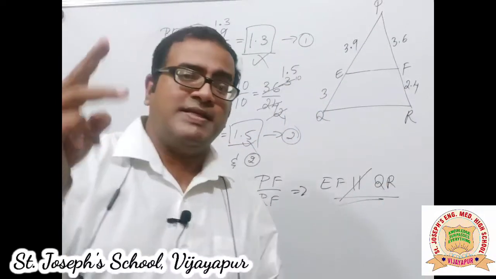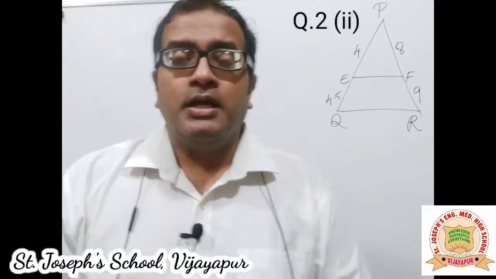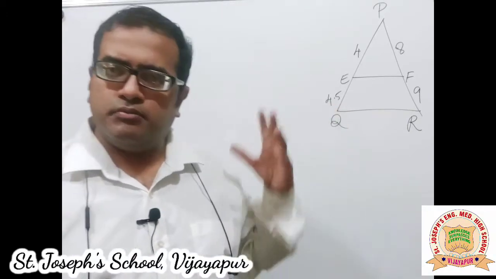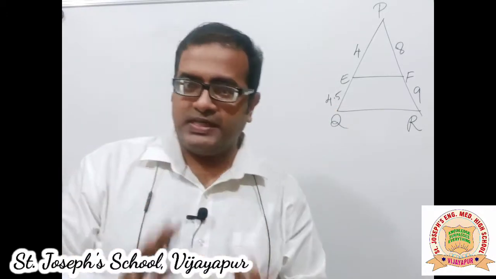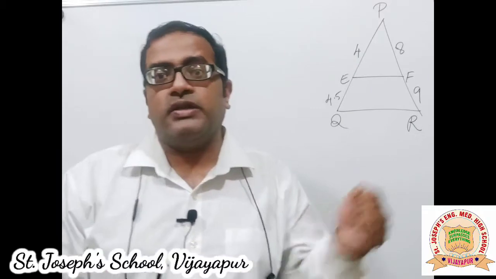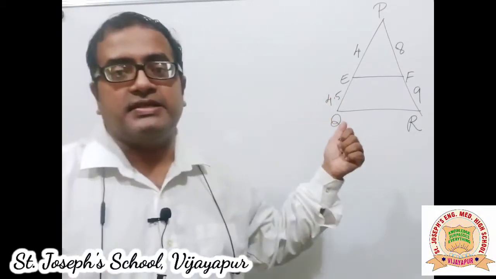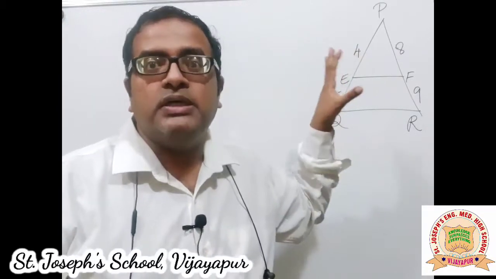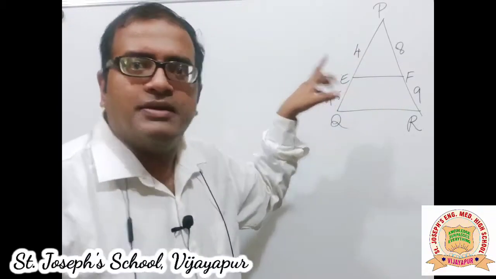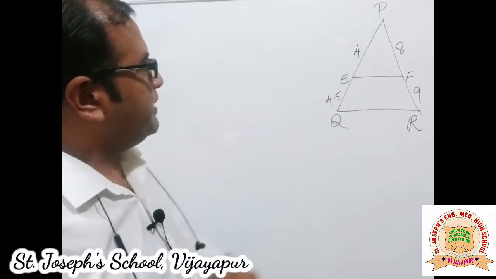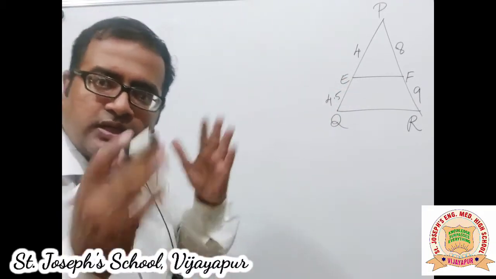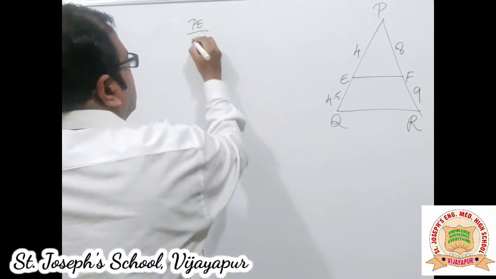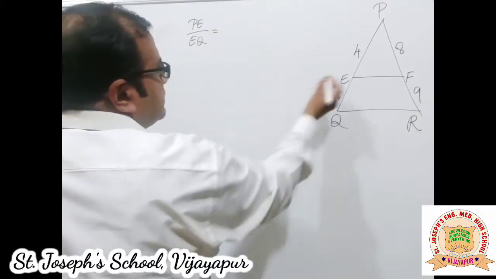Let us check for the second question. Second sub question. Here we see the name of the triangle, everything is the same. Only the condition is different, the values of the sides are different this time. Actually they are all given in centimeters. I have written only the number. The units are centimeters. Now we know PE by EQ, everything is the same that we have written in the first case. PE by EQ or QE. What is that? 4 upon 4.5.